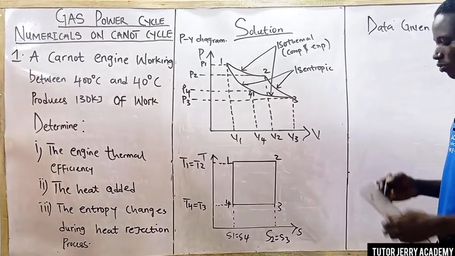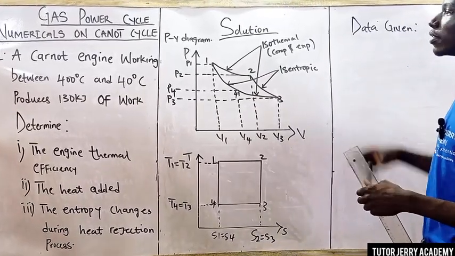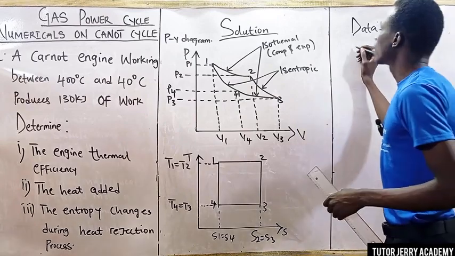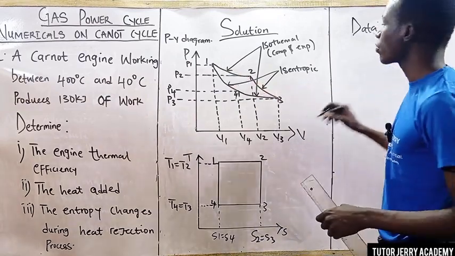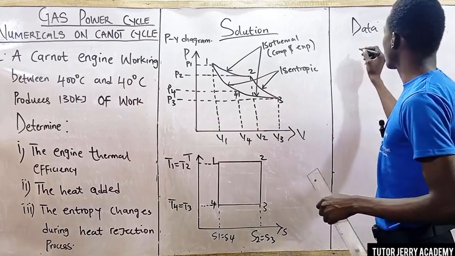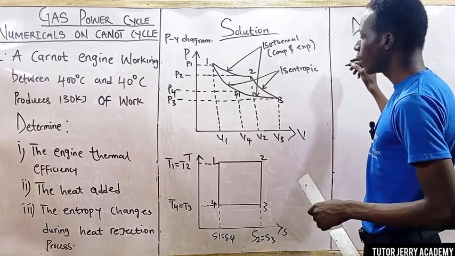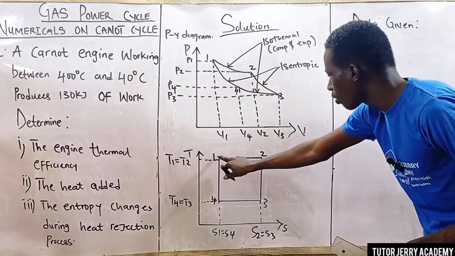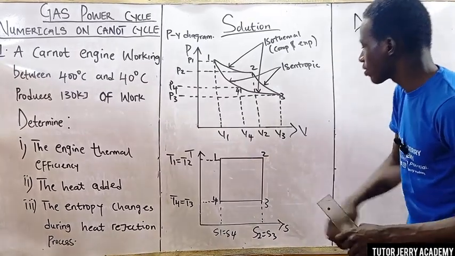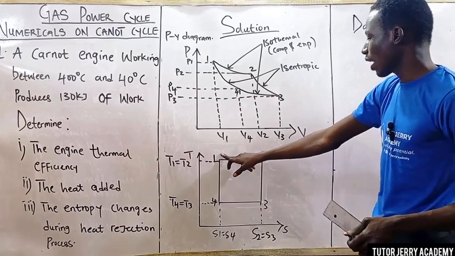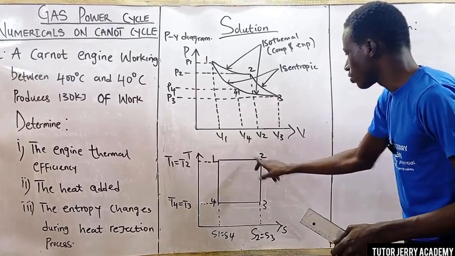So next, what do we do? We are going to be listing our data. So for our first temperature, which is 400 degrees Celsius, it will be the maximum temperature. Of course, the maximum temperature occurs at this point because this is the point where heat is being added, from T1 to T2.